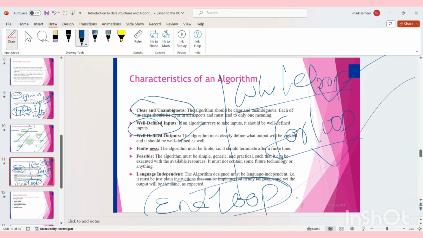Feasible means the algorithm should be simple, generic, and practical. Future technologies cannot be used in that algorithm. The last characteristic is language independent. You can write the algorithm in any language, like Java or C, or in English, Telugu, or Hindi, whatever you know.